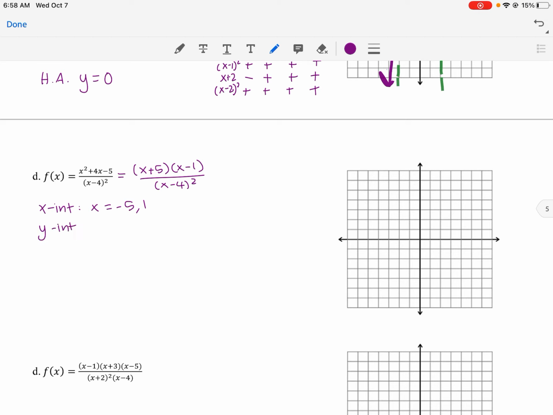Our y-intercept here, as we plug 0 in, we get -5 over (-4) squared. For the record, you can plug it into the equation on the left, which is what I did, or you can plug it into the factored form. So -5/16. Your vertical asymptote is x equals 4, setting the denominator equal to 0.